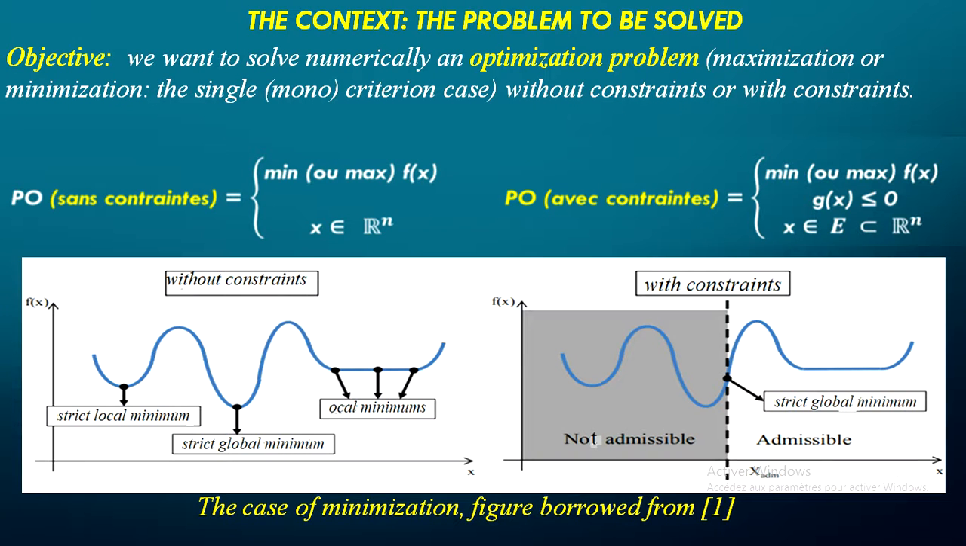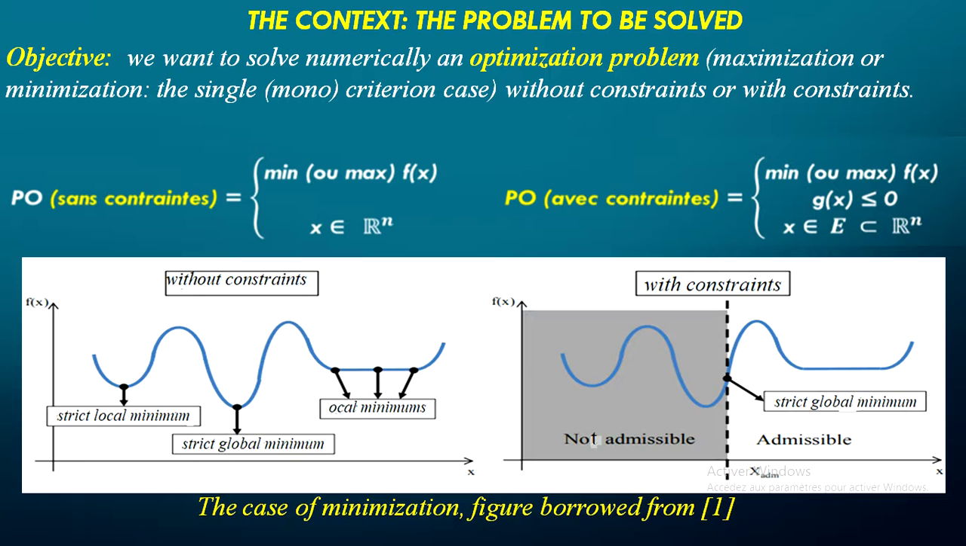What is the context? Our objective is to solve an optimization problem. So, we want to solve numerically an optimization problem. We are in the case of a single criterion. That means we have one objective function, a maximization or a minimization. We can have two cases: the optimization problem without constraints, or an optimization problem with constraints.